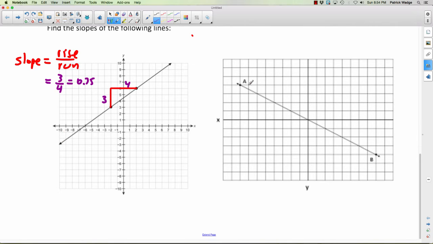All right, here's our next one. Whoa, look at how far apart those points are. We could find some other points that are closer together. Like I think this is a point, and this is a point, and this is a point.